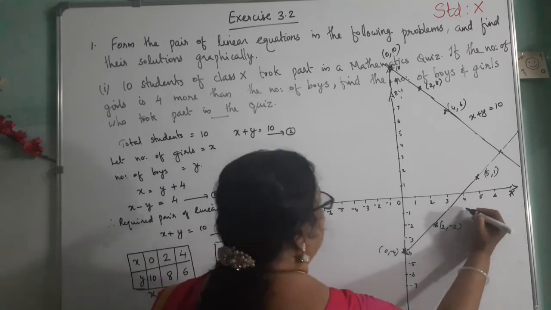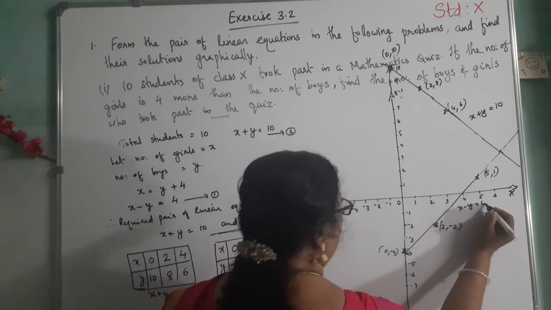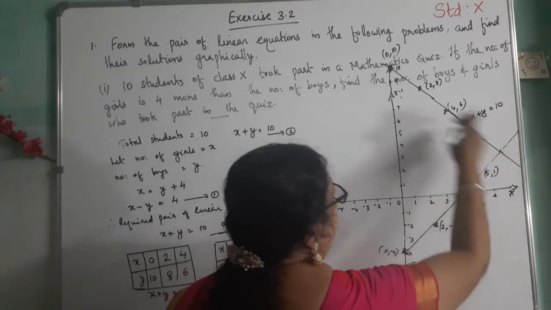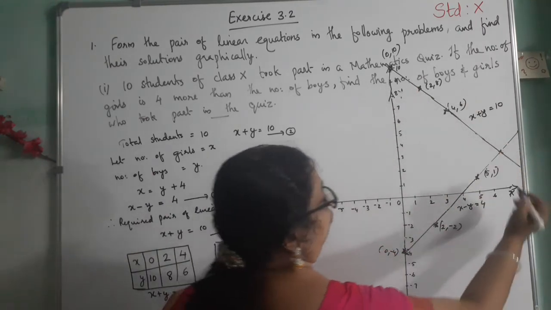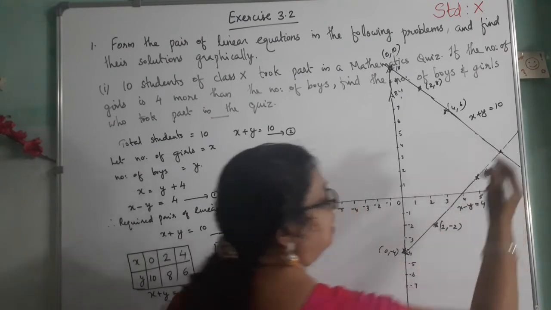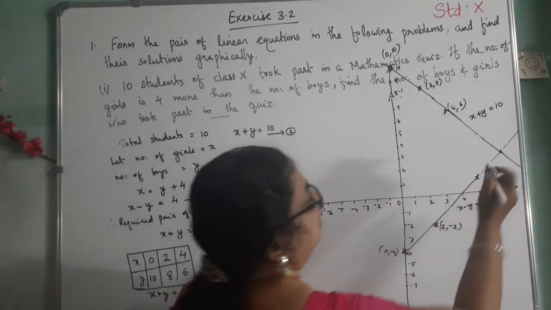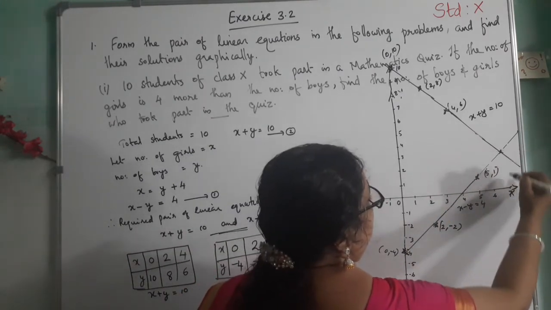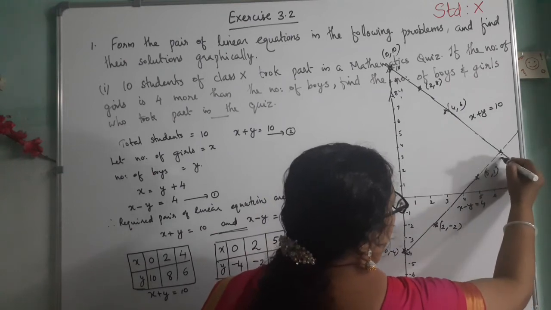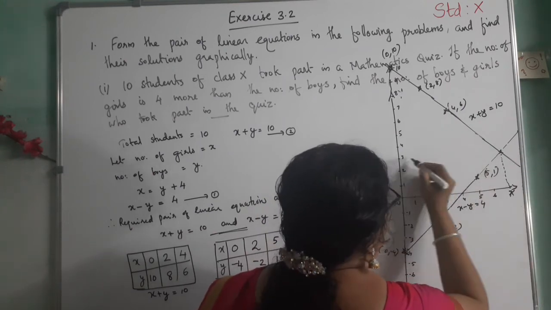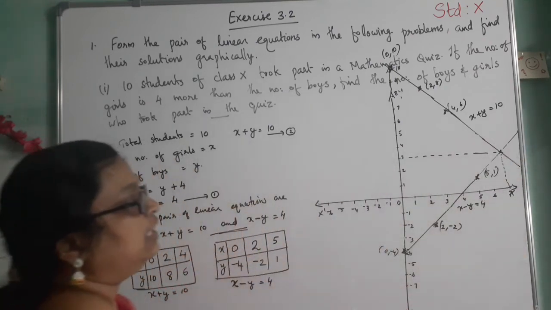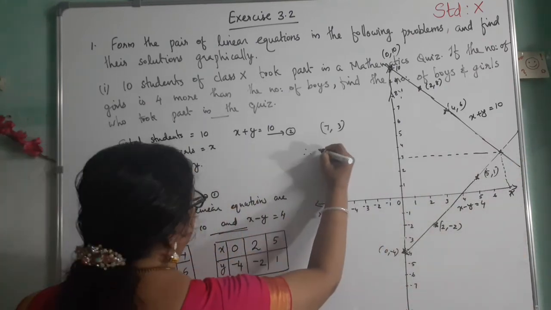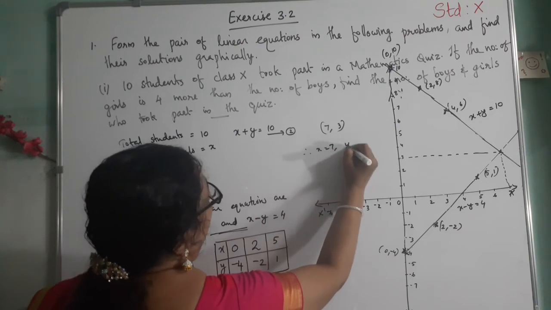And this line is x minus y is equal to 4. So this line and this line, that is x plus y is equal to 10 and x minus y is equal to 4. The meeting point is here, that is, they meet at one single point. So it has one solution. From here we draw these lines, 7 and here 3. So (7, 3) is the point. Therefore x is equal to 7, y is equal to 3.